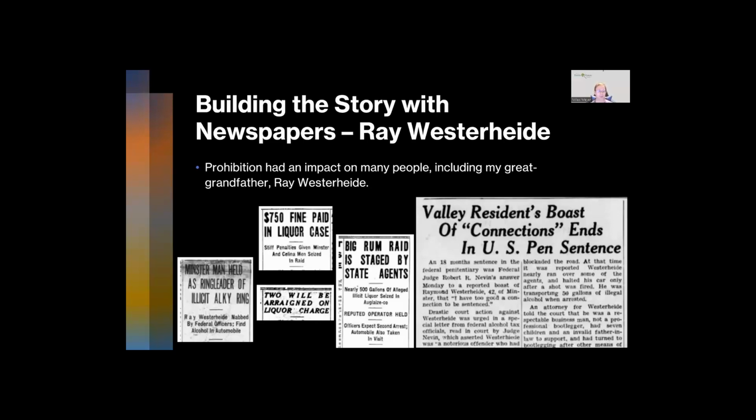including my great grandfather, since he was a booze runner and he had several stills that he ran, very large scale alcohol production during prohibition. And so I've got these stories about him being the ringleader of an illicit alcohol ring, having to pay a fine of $750, being arrested with 500 gallons of illicit liquor. I'm getting the context of what was happening during prohibition and specifically what was happening to him.